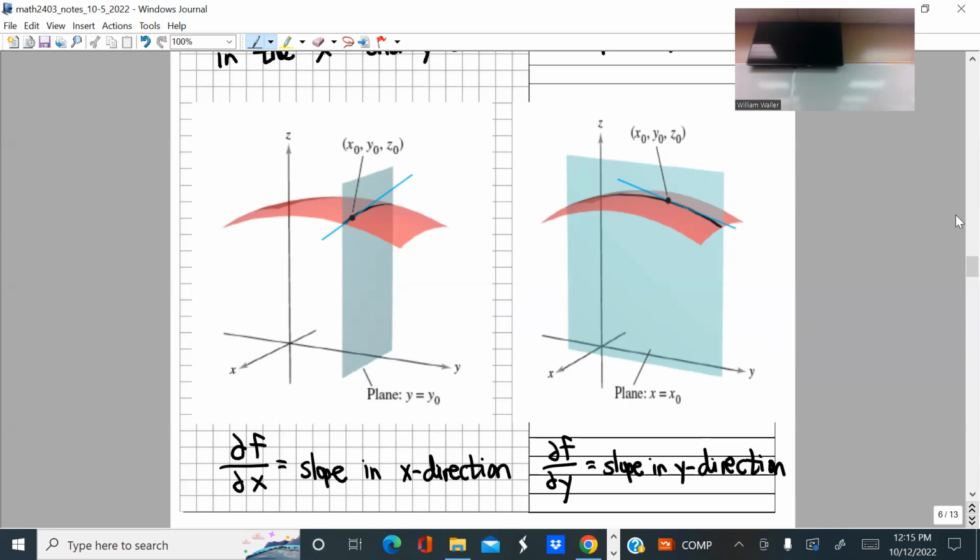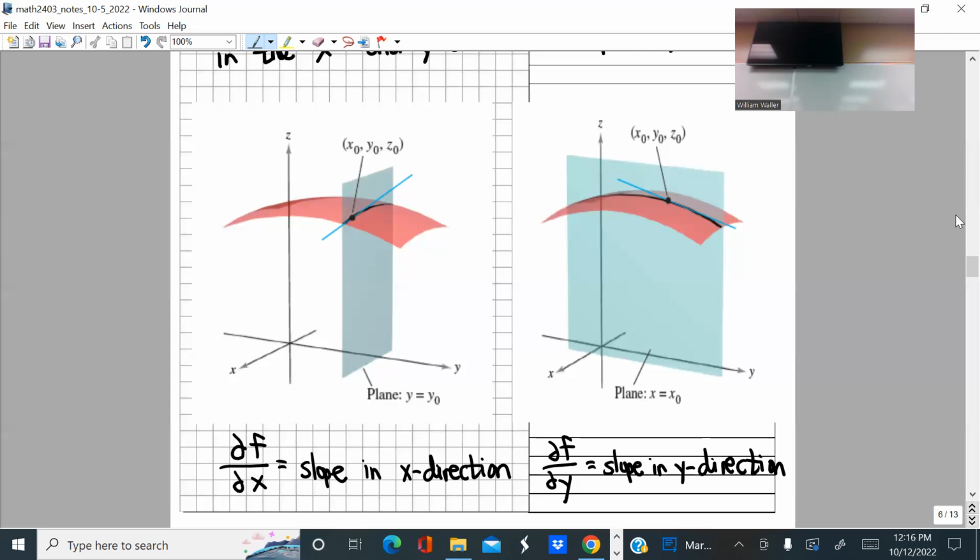And of course, that curve has tangent lines. And so the derivative value at a particular point is the slope of the tangent to that curve. Notice that tangent line is parallel to the x-axis direction. And so what this partial derivative with respect to x shows you is the slope of the surface in the direction of the x-axis.